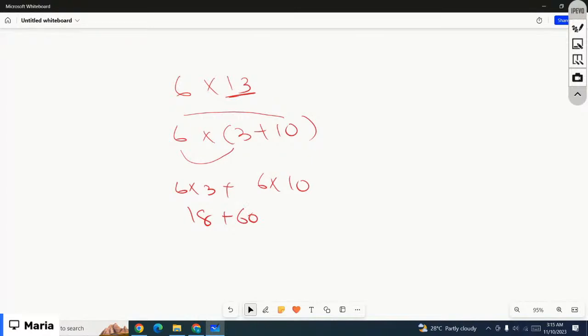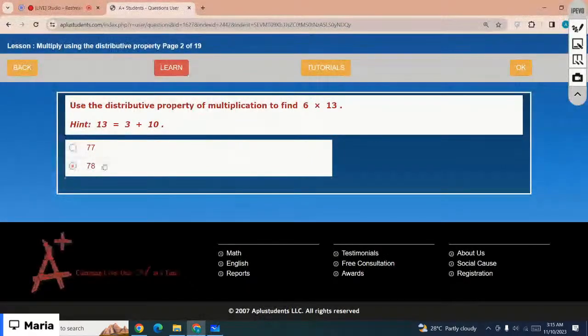So just add 60 plus 18 equals 78. So that means 13 times 6 equals 78. Got it? 13 times 6 equals 78. So the correct option is 78.